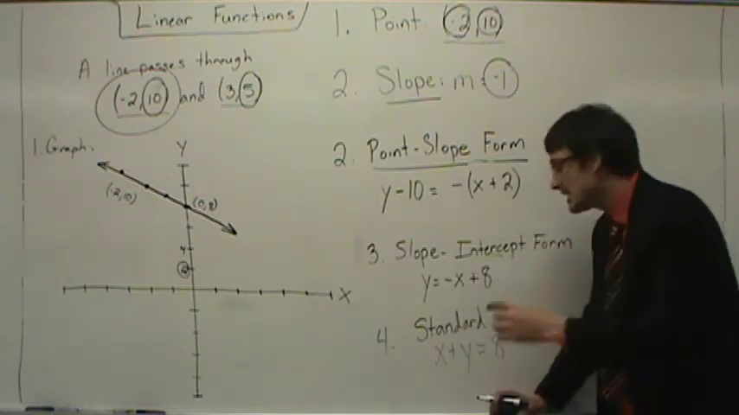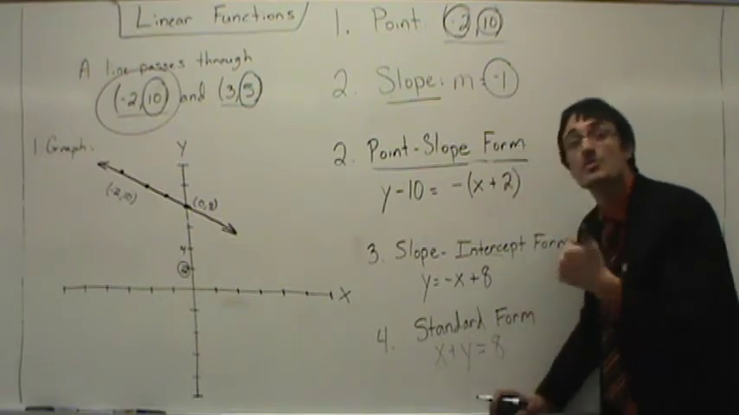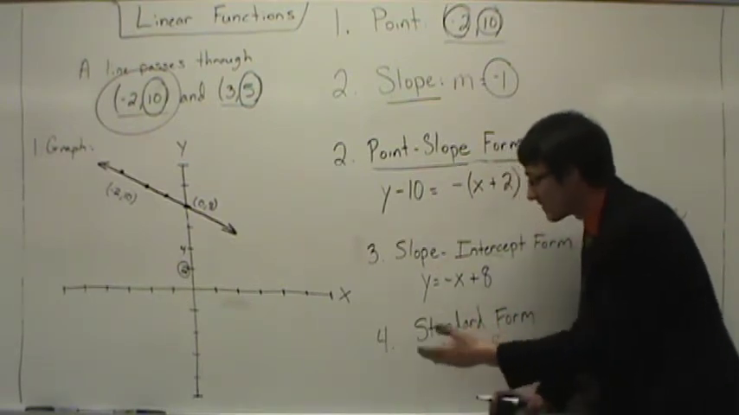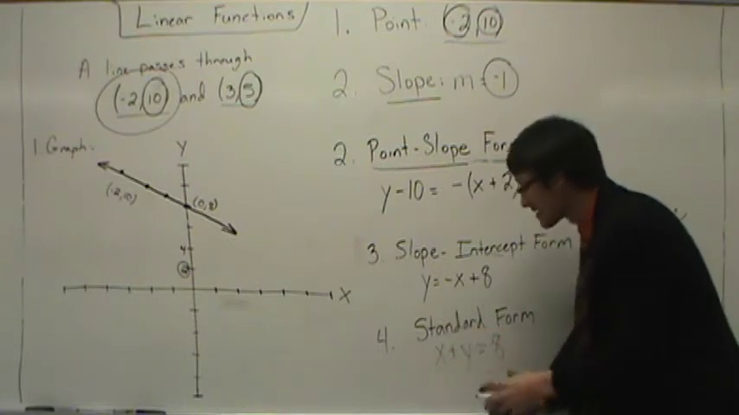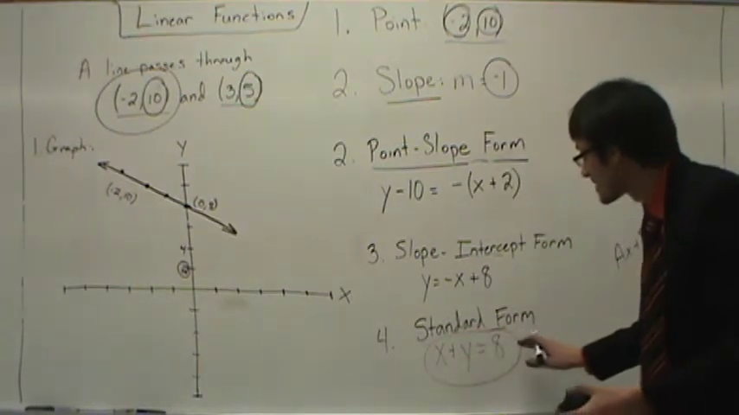Secondly, there cannot be any fractions in the standard form. Do we have fractions in the standard form? No, so we're good. Okay, so the x term must be positive and no fractions. We're good on both ends. So this is your standard form: x plus y equals 8.